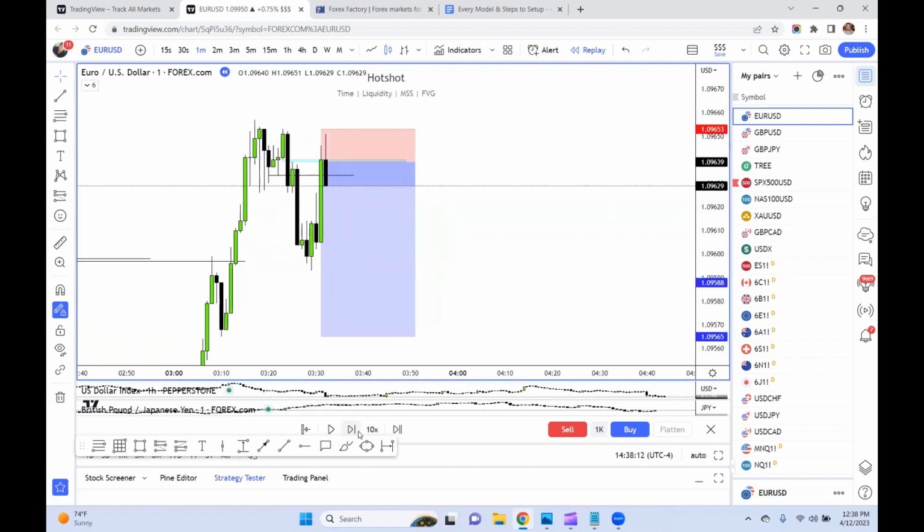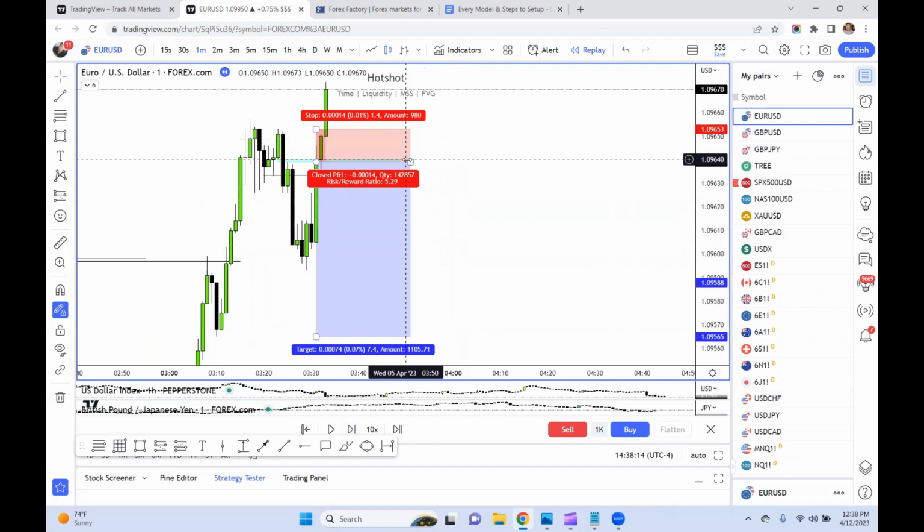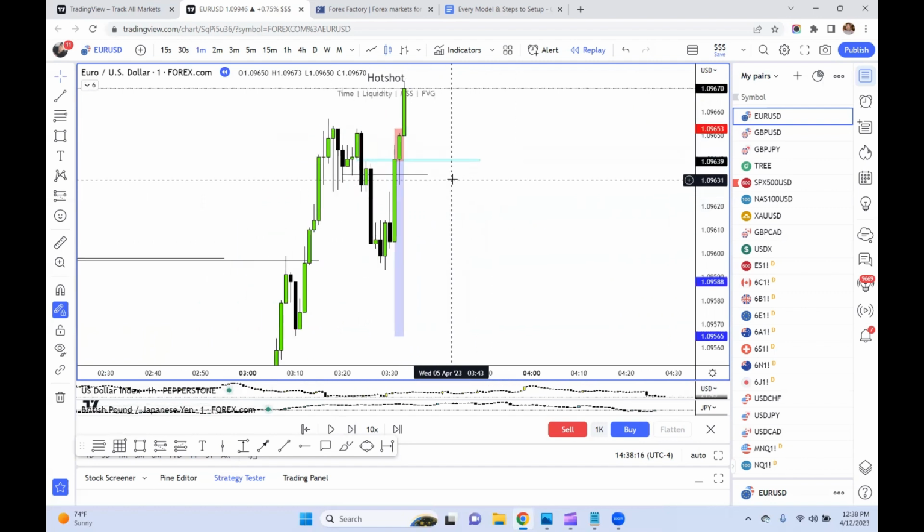And we didn't get tagged in. We just got tagged in. We just got stopped out. It's unfortunate. Would you have taken this trade? Shoot, I probably wouldn't have, but I'm doing it for the video.